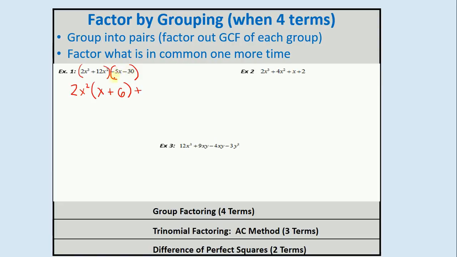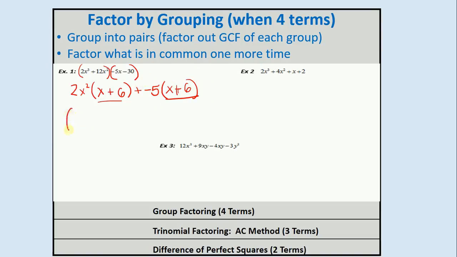Let's now factor out the GCF right here. It looks like -5 is common between these 2, right? And then it looks like I'm going to get an x, and then -30 divided by -5, that's a plus 6. Now, notice, guys, something is in common with these 2 things. I want to factor out what's common one more time. Notice x plus 6 is common to these 2 factors, because all these are just factors right here.